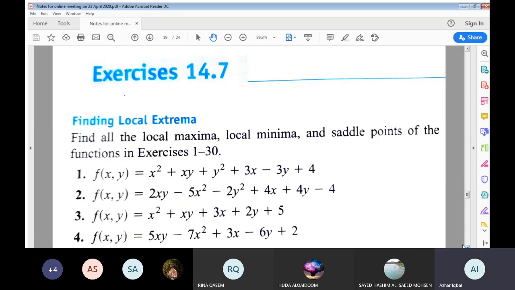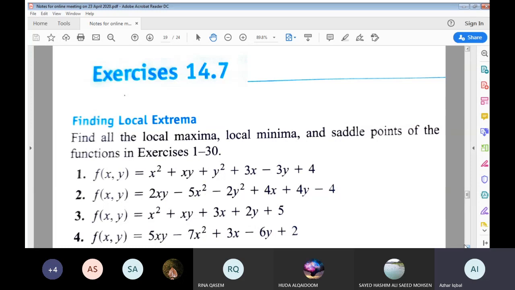Now there are exercises 14.7, and I am going through these very quickly. So for instance, questions number 1, 2, 3, 4, the functions are given and it asks you to find the local extrema for these functions. So these are 4 functions of 2 variables, and the question is asking to find all the local maximum, local minimum, and the saddle points of the function in the exercises.